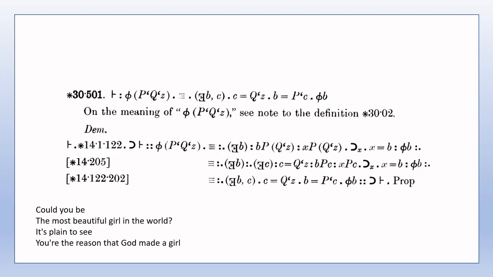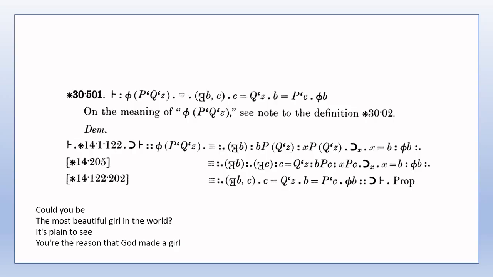So this proposition makes use of definition 30.02 and the comments at the bottom of page 246, which elaborate how an expression such as r primed s primed y, that is, a descriptive function of a descriptive function, is to be interpreted.